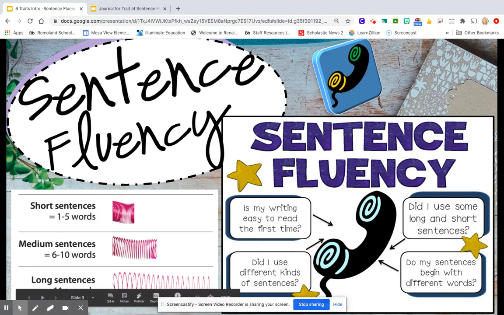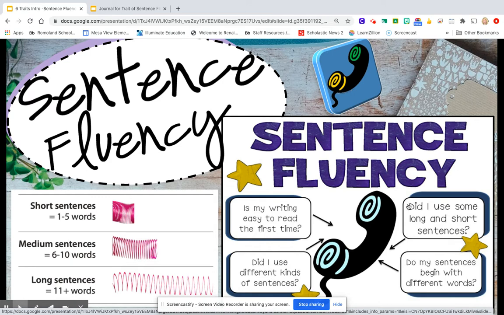Something else that's really important in sentence fluency is the length of your sentences. A lot of times we hear of sentences that kind of have a bunch of short sentences, or maybe just medium sentences. But really, with good sentence fluency, we should have sentences that are small, medium, and long.